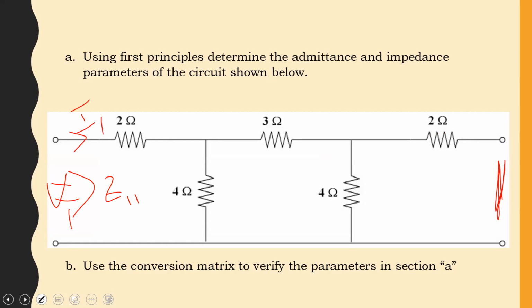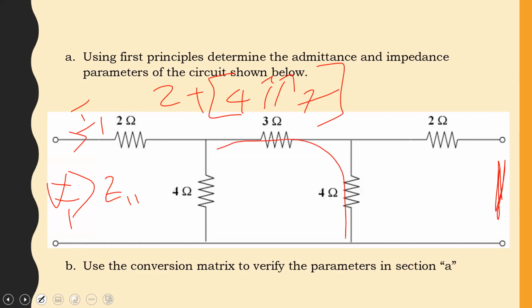So in this instance, what you have is 2 in series with 4, which is in parallel with 7, because whatever current comes through the 3 goes through the 4. So that gives you Z11.